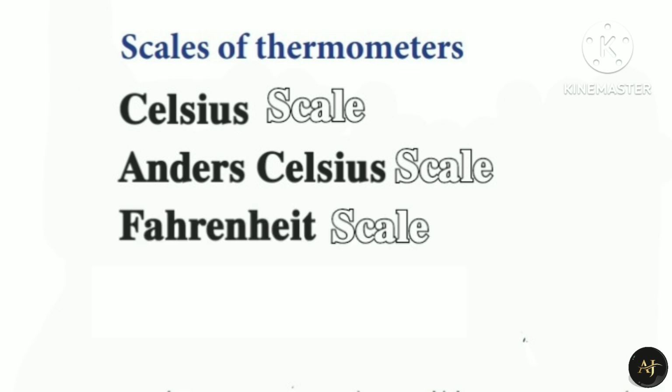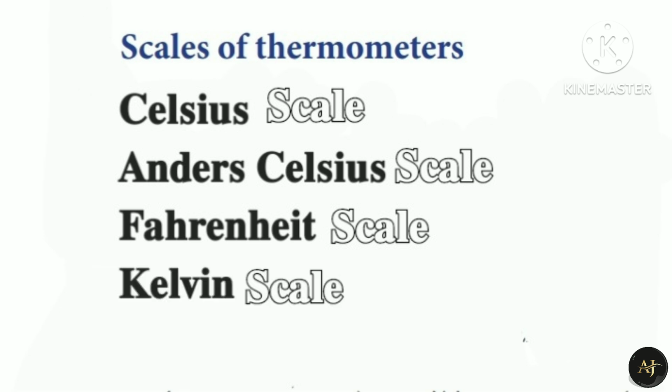Fahrenheit scale. Fahrenheit is a common unit to measure human body temperature. It is named after the German physicist Daniel Gabriel Fahrenheit. The freezing point of water is taken as 32 degrees Fahrenheit and the boiling point as 212 degrees Fahrenheit. Thermometers with the Fahrenheit scale are calibrated from 32 degrees Fahrenheit to 212 degrees Fahrenheit.